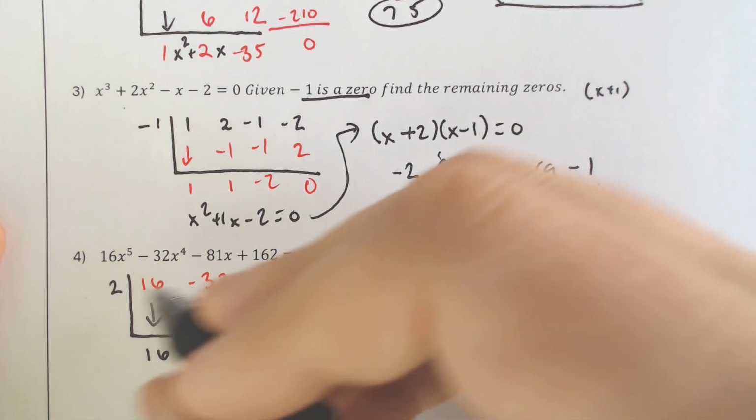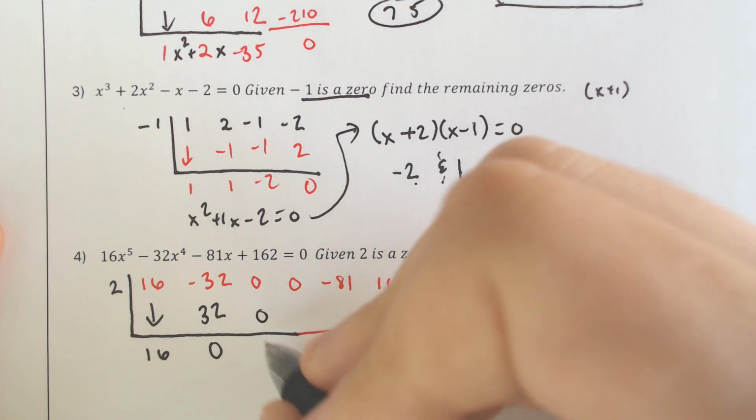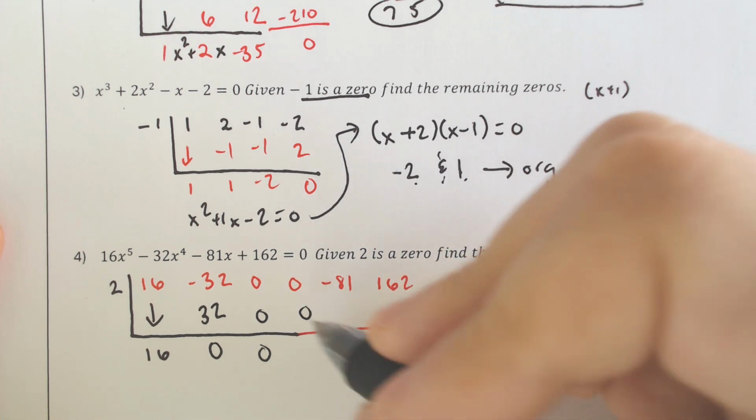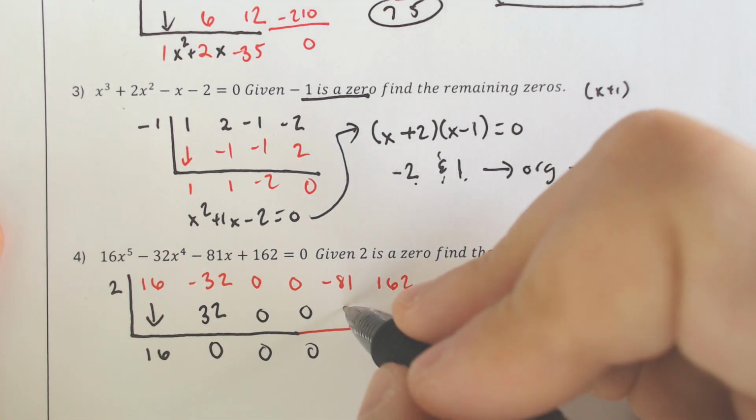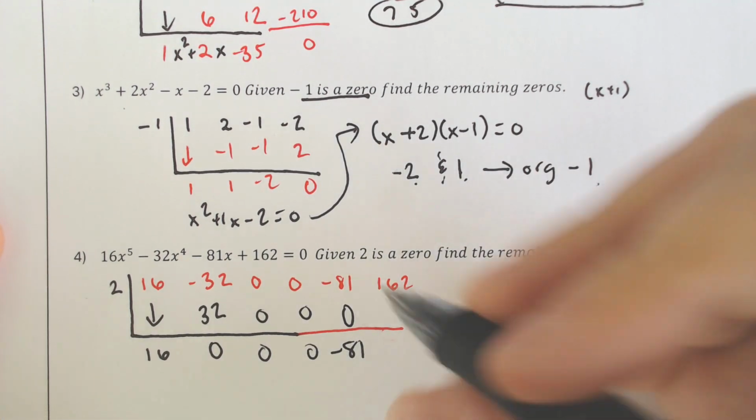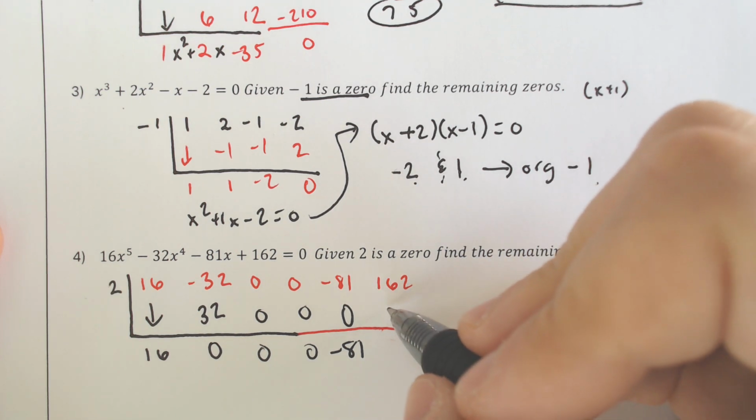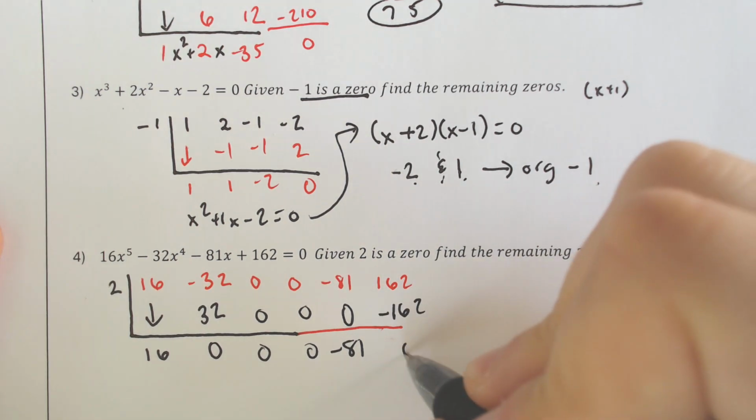Okay, I see what's happening here. We're going to have a lot of zeros. 2 times 0 is 0, add 0, 0 again, add 0, multiply, still 0, add negative 81, multiply, we get negative 162, and then we get 0.